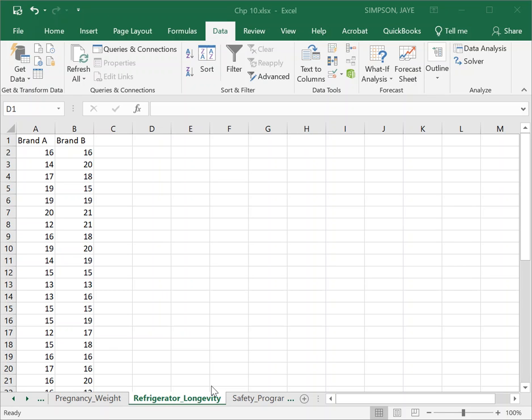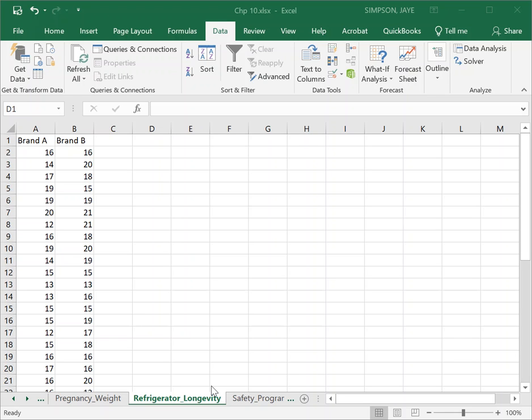So before we move on to the next part of chapter 10, I want to take a few minutes and work a few more problems with you that have to do with these hypothesis testing. I want to make sure that we really have this down before we move on.